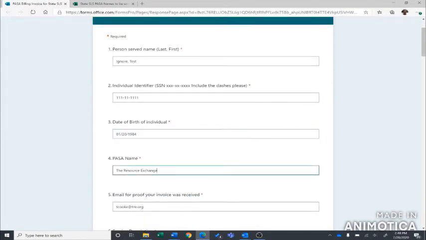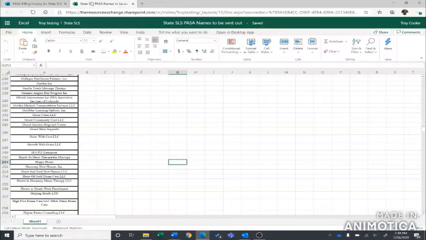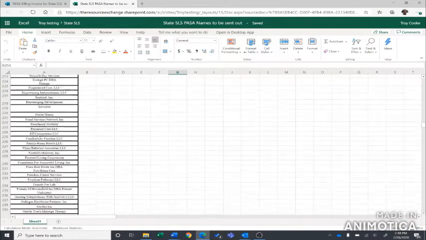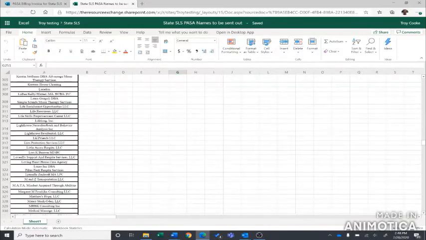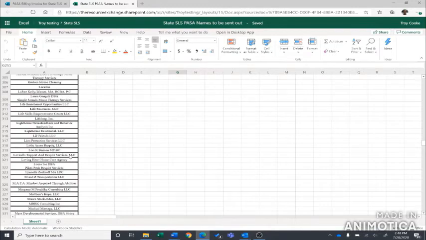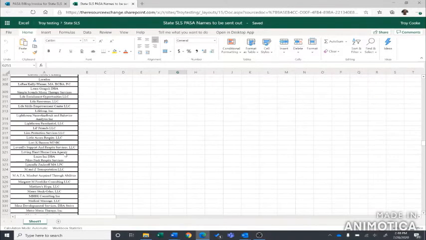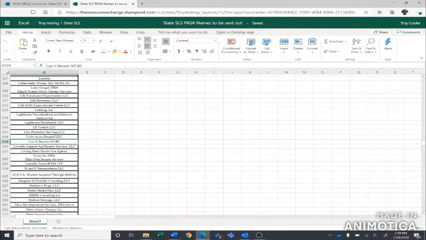The next thing that needs a little bit of explaining is the PASA name. Whatever the name of the organization is that you're working for needs to be entered here. However, it needs to be entered in a specific way. That specific way is on this document that Laura Thomas should have sent to you or to one of your supervisors, and it lists out all of the different provider names. Now, you don't have to write it out completely. You don't need to include LLC or MT-BC if you're looking at either of these two right here.